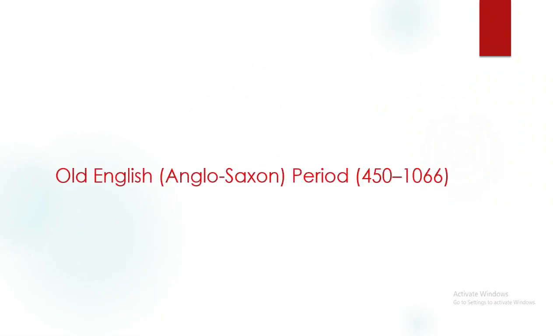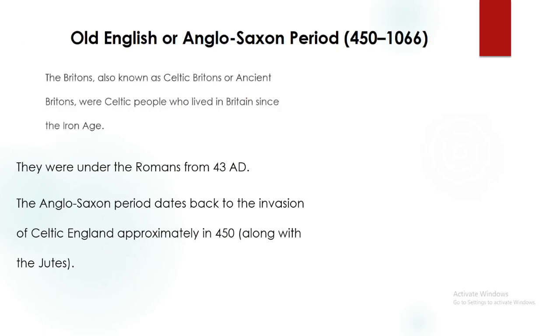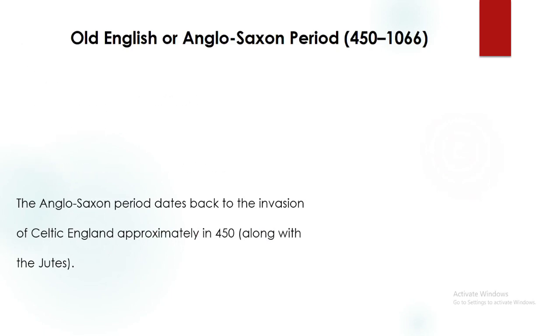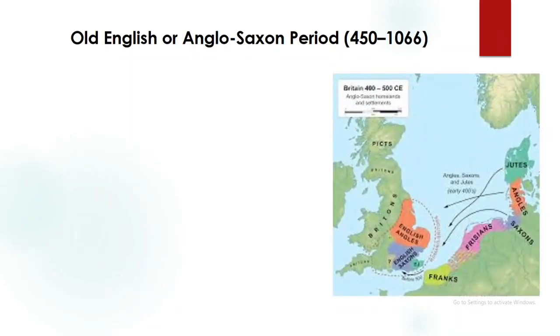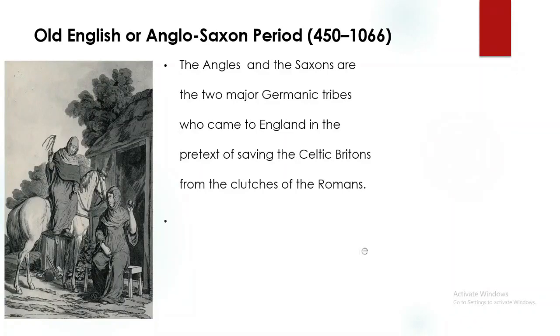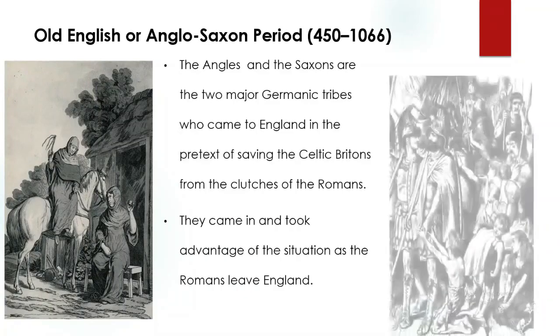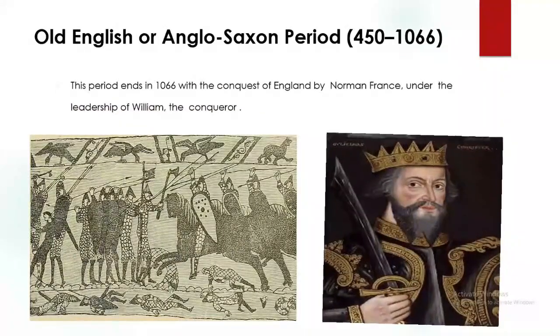The Old English period. The native Britons, who were under the Romans from 43 AD, were invaded by the Anglo-Saxons in 450 AD, thus beginning an era. The Anglo-Saxons, who came as saviors, ended up colonizing the land. Later, William the Conqueror put an end to the period with the Norman conquest.